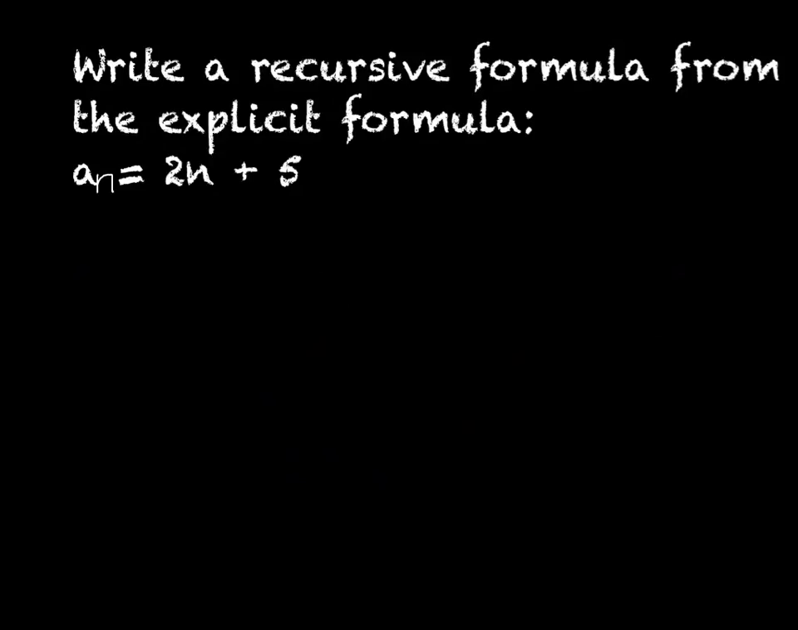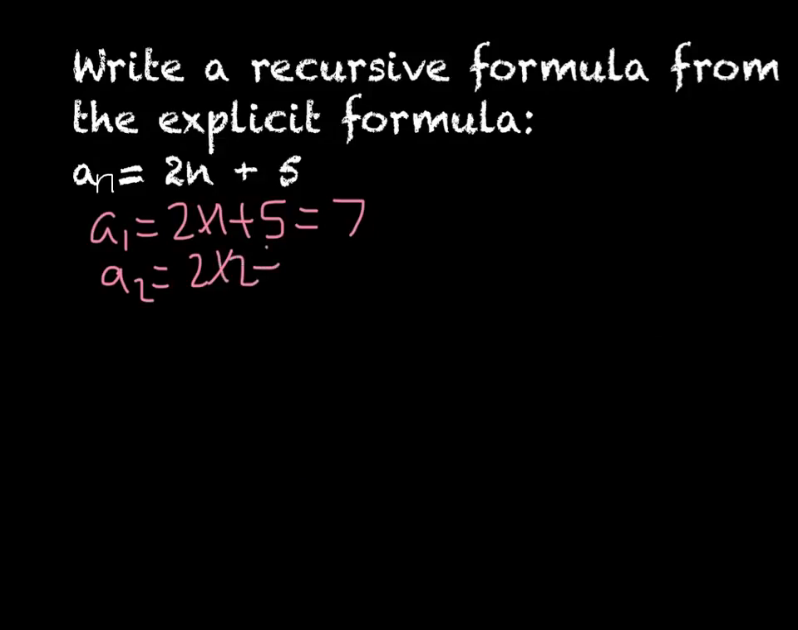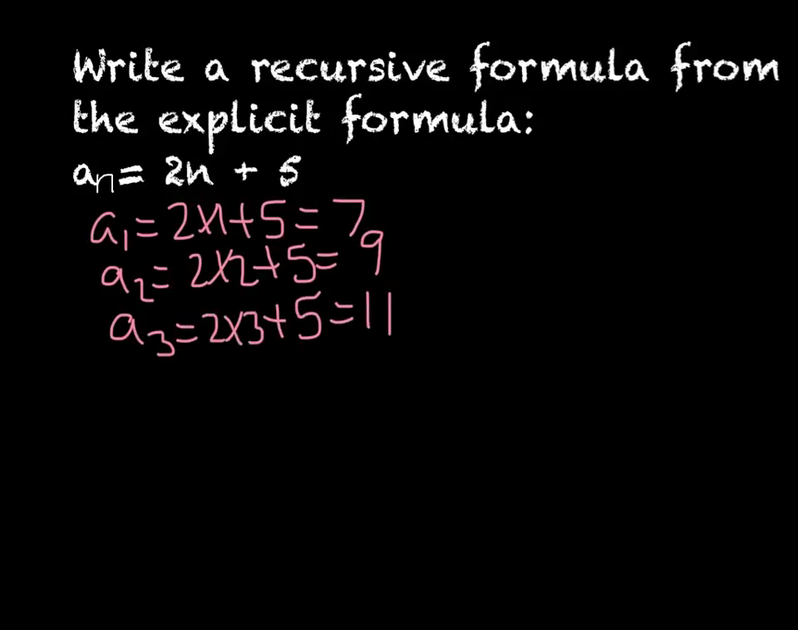Write a recursive formula from the explicit formula an equals 2n plus 5. We can begin by just writing out a few terms of this sequence. So a1 equals 2 times 1 plus 5, or 7. a2 equals 2 times 2 plus 5, or 9. a3 equals 2 times 3 plus 5, 11.